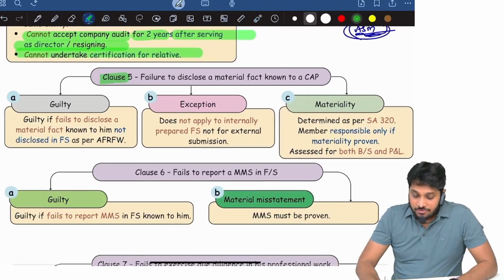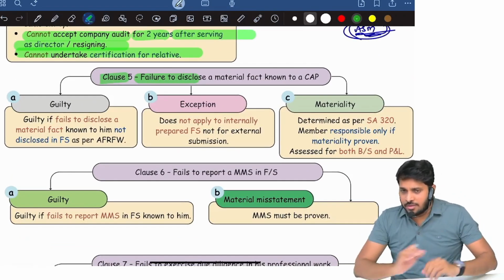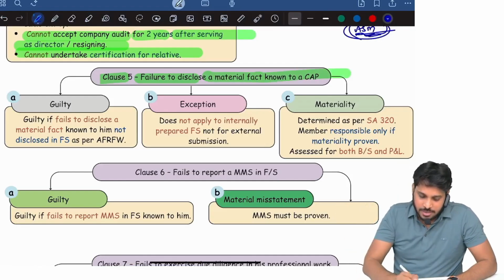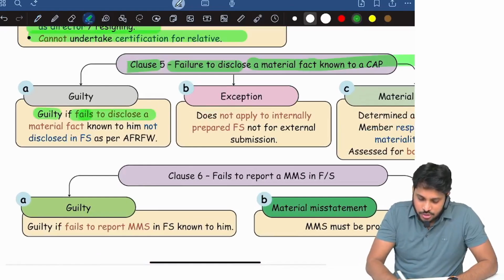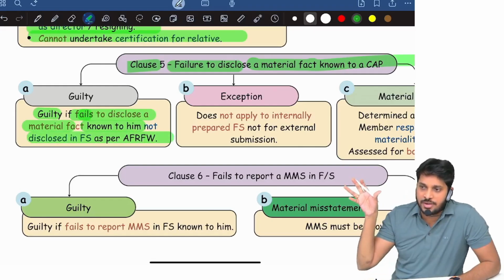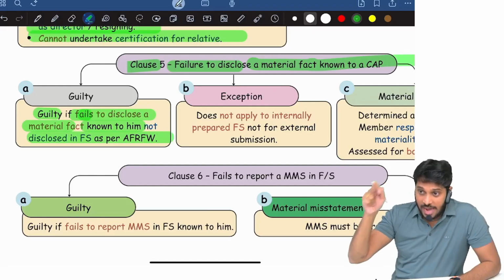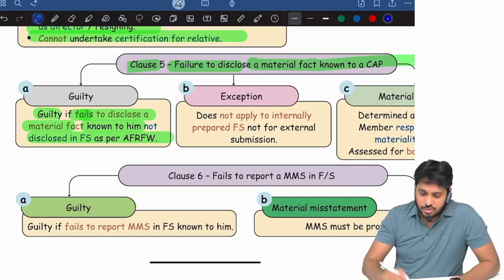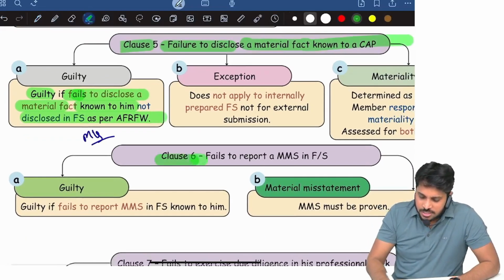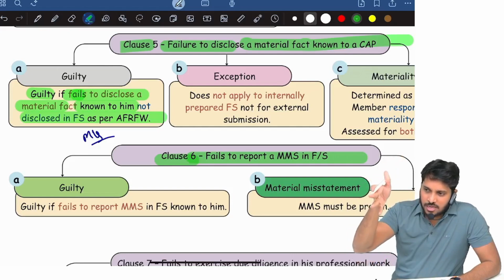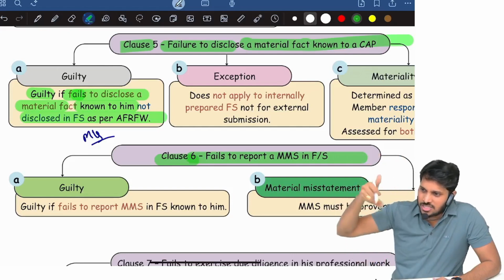Clause number 5. A member is guilty of failure to disclose a material fact known to a CA in the financial statements. You are treated as guilty if you fail to disclose a material fact known to you, not disclosed in financial statements as per the applicable financial reporting framework. Financial statements are omitting something, and in spite of that omission you didn't react. Then you are treated as guilty. Remember, omission of disclosure is a misstatement, right? Then clause number 6 also talks about misstatement. Yes or no? That's why this entire Schedule, Part number 1, is duplication. The clauses are just a duplication.